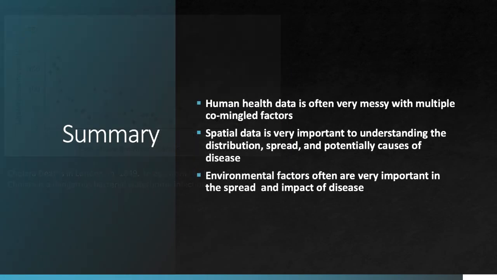So a quick wrap up of this video. First, correlation and causation. So we looked at this with human health data. It's often very messy. There are multiple commingled factors. You got to be very careful about attributing causation to something that's simply correlated. Second point, spatial data. We use it all the time in environmental science. It's really critical to understanding distribution spread, cause of disease, and many, many other topics. Something to pay attention to and a skill to develop if you're interested in this.